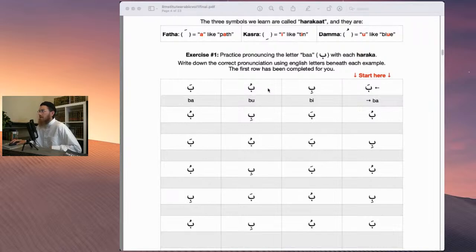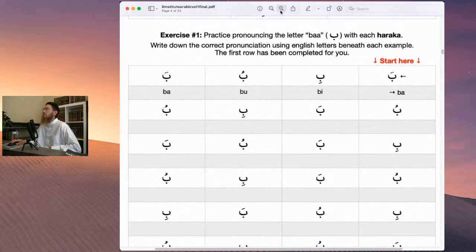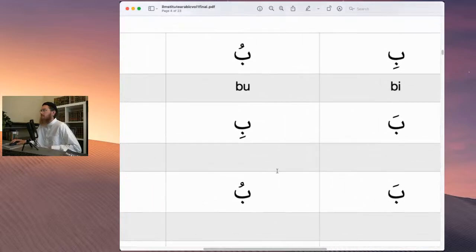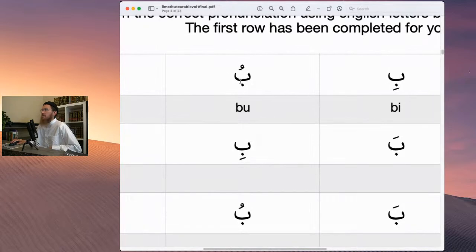And then we're going to do this last one, and then I'm going to quiz you guys on the rest. I don't have the answers, okay? So first, obviously, we put a B for the letter ba. Then we look at this haraka, which is written above. It's a loop written above. Maybe I should zoom in. Yeah, that's better. Okay. So we have the letter ba here. We write a B. And then we have this loop symbol here. Which haraka is that? What's it called? And what sound does it represent?